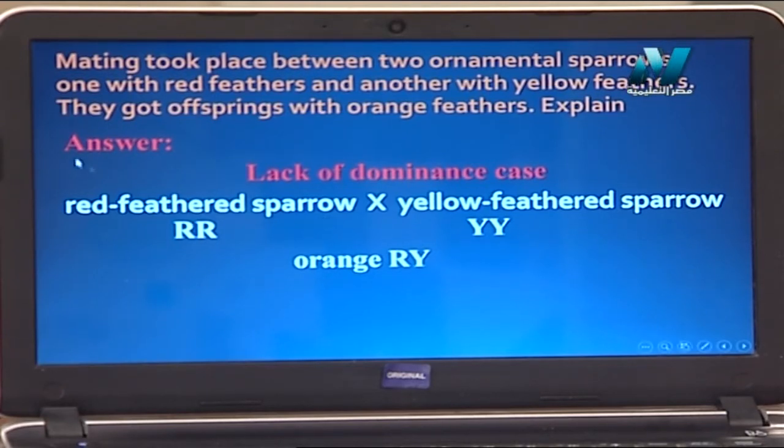Of course, if you want to follow the steps of this problem, you have to write down the gamete for each individual. So the gamete of the red feathered sparrow will be containing 1 R, and the gamete of the yellow feathered sparrow will be Y capital, only Y capital, and the offspring will be RY. The 2 gametes are fused together to produce the offspring, and all of them are RY. They are orange in color, and the ratio is 100%.